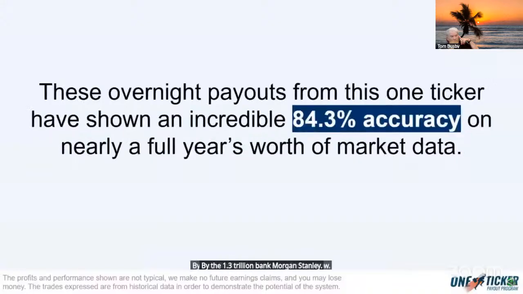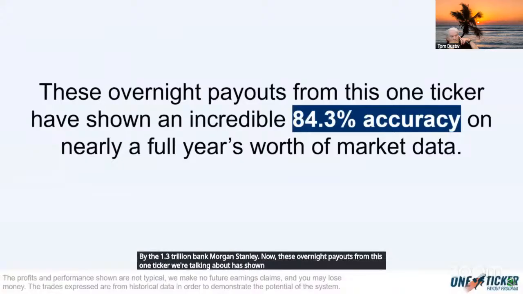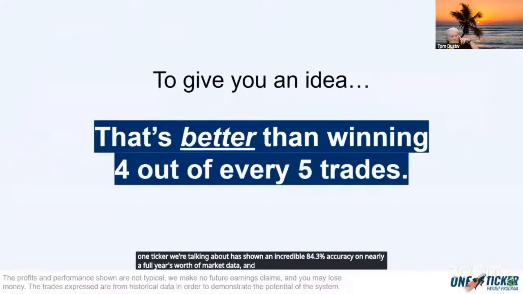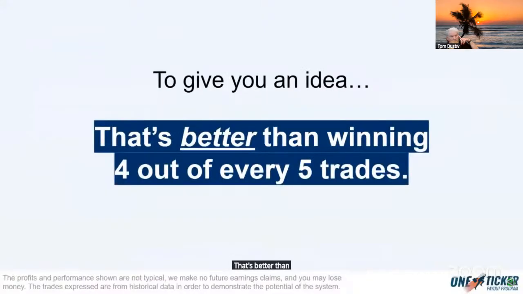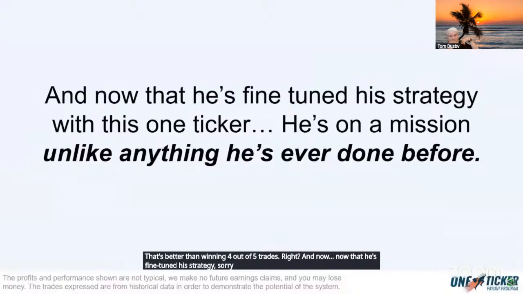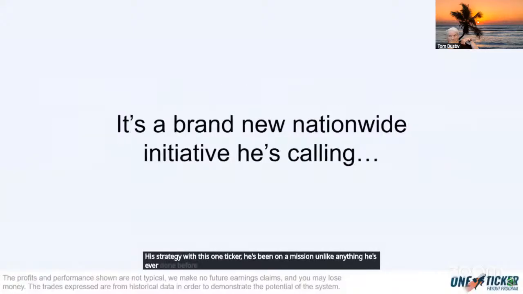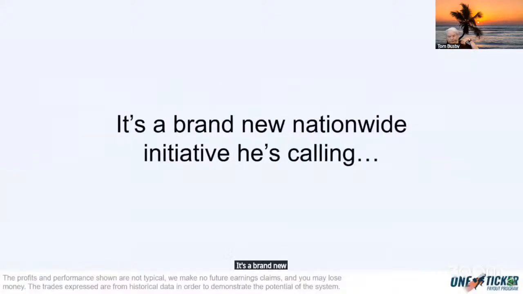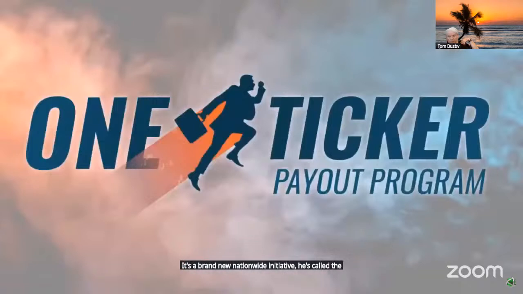These overnight payouts from this one ticker we're talking about have shown an incredible 84.3% accuracy on nearly a full year's worth of market data. To give you a better idea, that's better than winning 4 out of 5 trades, right? And now that he's fine-tuned his strategy, sorry, my dog wants to be a part of the presentation. With this one ticker, he's been on a mission unlike anything he's ever done before. It's a brand new nationwide initiative he's called the One Ticker Payout Program.